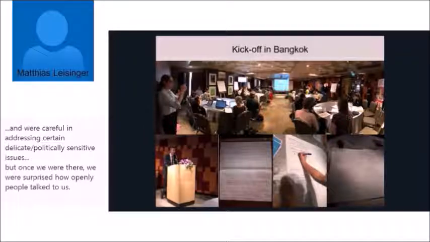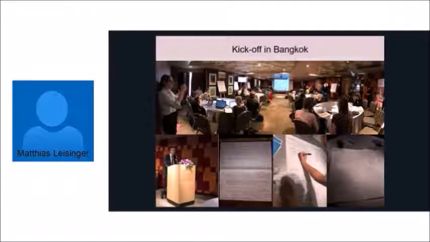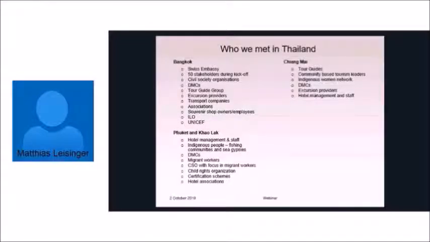There was a very good quality of discussion, engaged stakeholders, and people really appreciated this exchange amongst the different stakeholder groups. We touched upon certain issue areas, but also tried to identify some solutions already. In Thailand, in general, we had a good mix of international organizations. We met in Bangkok, for example, with ILO, with UNICEF. In Phuket, the focus was mainly on hotel management, indigenous people, and migrant workers. And then in Chiang Mai, in the northern part, we mainly looked into community-based organizations, indigenous people networks.